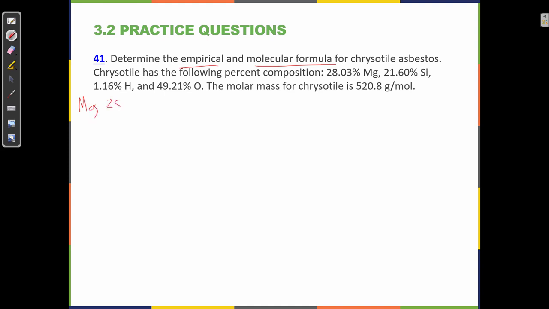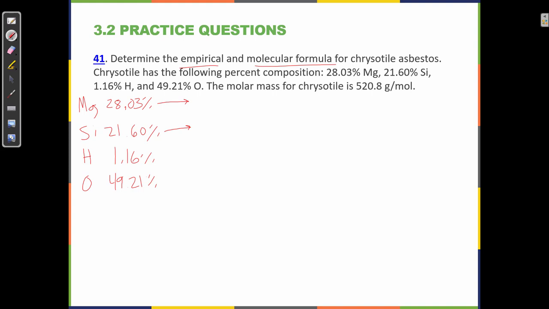Magnesium, I have 28.03%. Silicon is 21.60%. Hydrogen is 1.16%. And oxygen is 49.21%. So we take the percentages first, convert to grams.